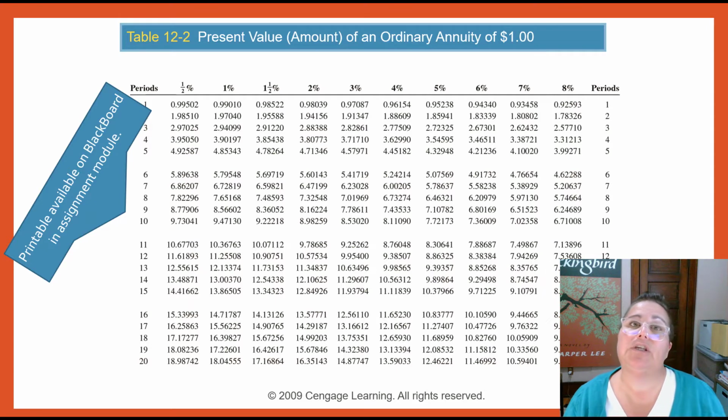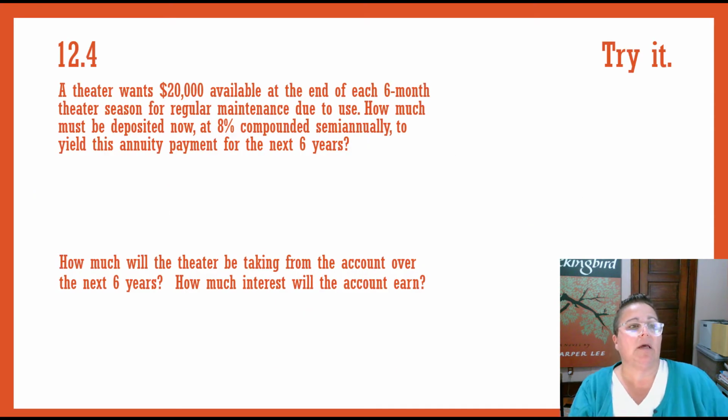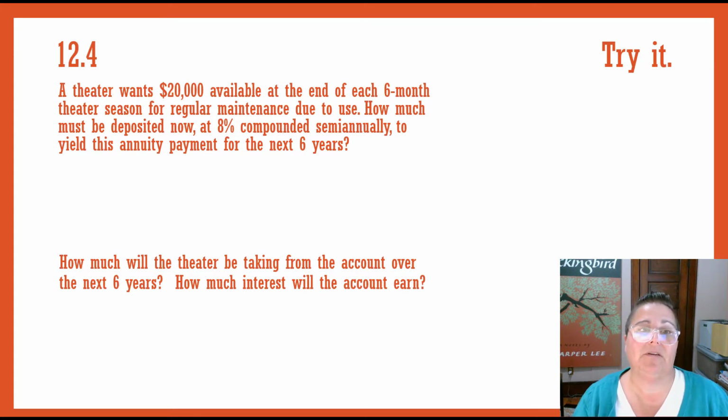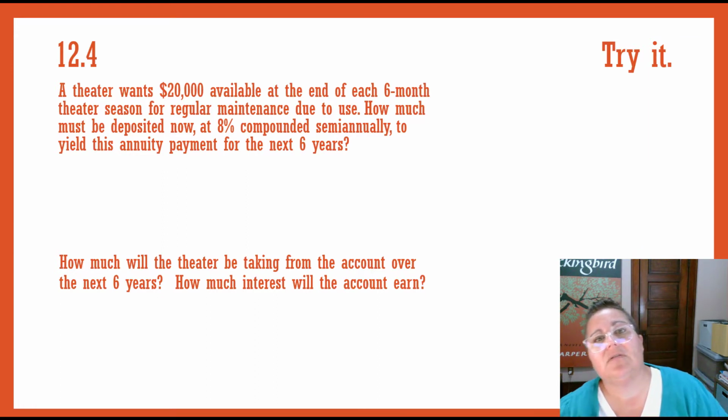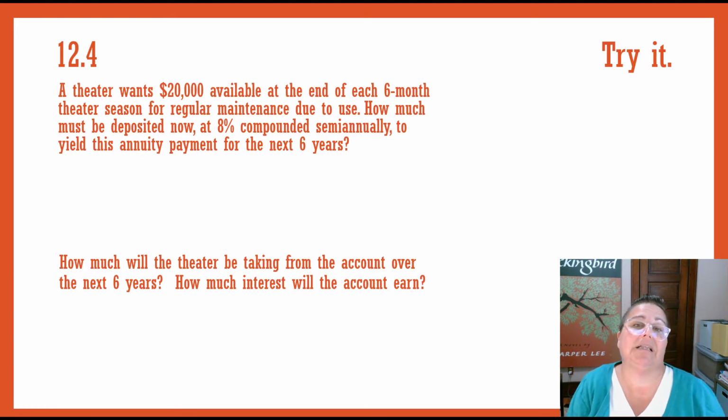Couple of examples using this annuities table. A theater wants $20,000 available at the end of each 6-month theater season for regular maintenance due to use. How much must be deposited now if they have 8% interest compounded annually to yield this annuity payment over the next 6 years? So they want to collect 6 payments, or they want to be able to pay themselves 6 payments of $20,000. That's $120,000.